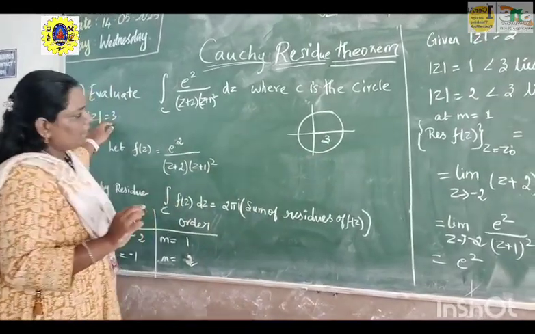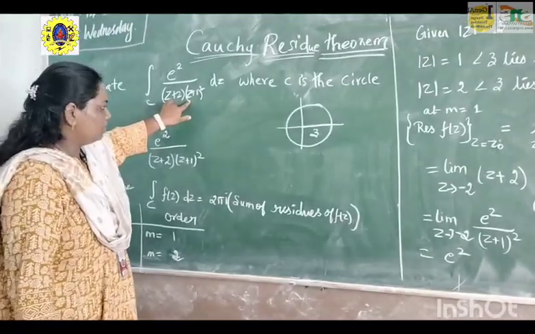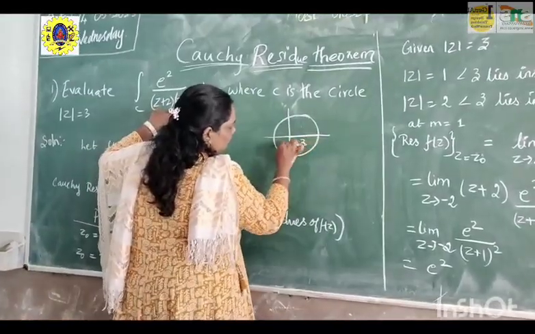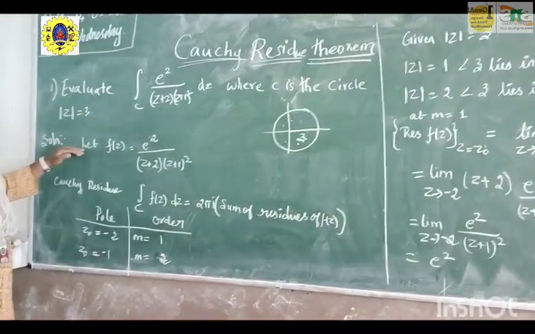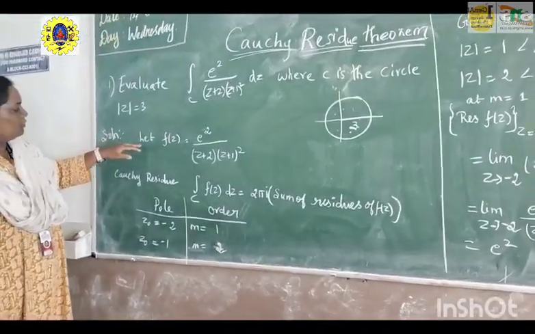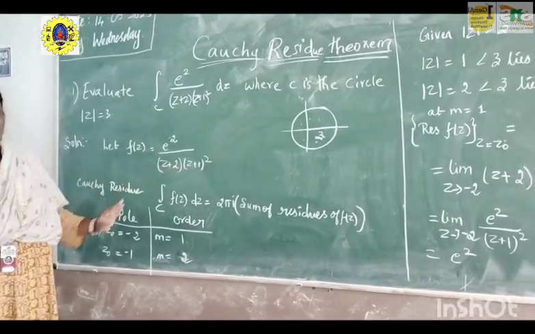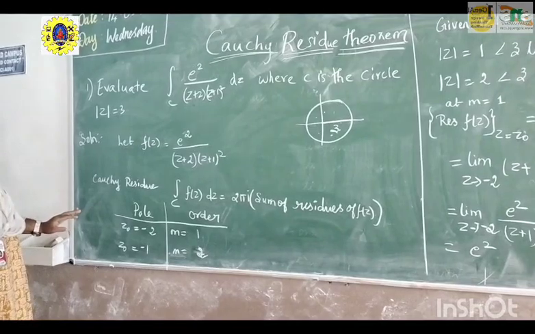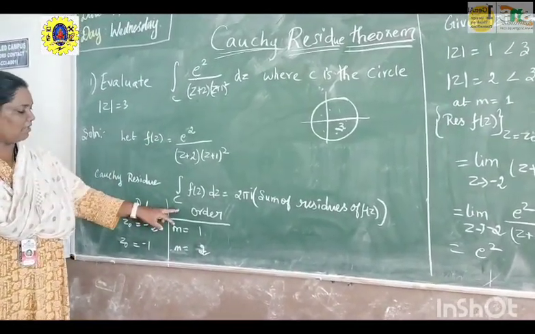Now we have to find the singular points, those are the poles which are inside the circle. Let's go to the sum. Let f(z) = e^(2z) divided by (z+2)(z+1)^2. This is the given f(z). From this f(z) we have to find the poles and their order.